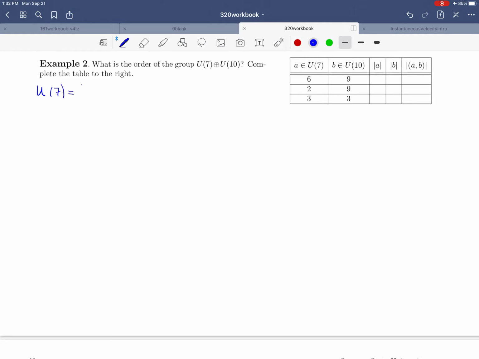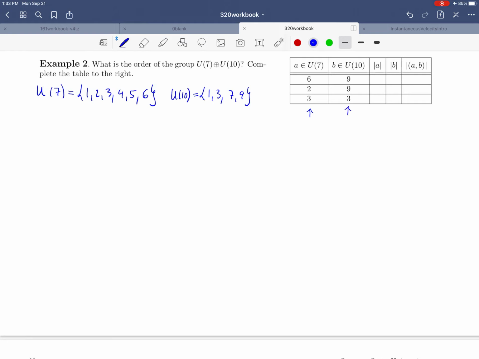So U7 has elements 1, 2, 3, 4, 5, and 6. So all numbers that are relatively prime with 7, mod 7. And similarly, U10, units mod 10, it's 1, 3, 7, and 9. And the problem is suggesting to complete the table on the right. So here we have 3 elements that are in U7: 6, 2, and 3 over here. And then we have 3 elements in U10, well, actually 9, 9, and 3.